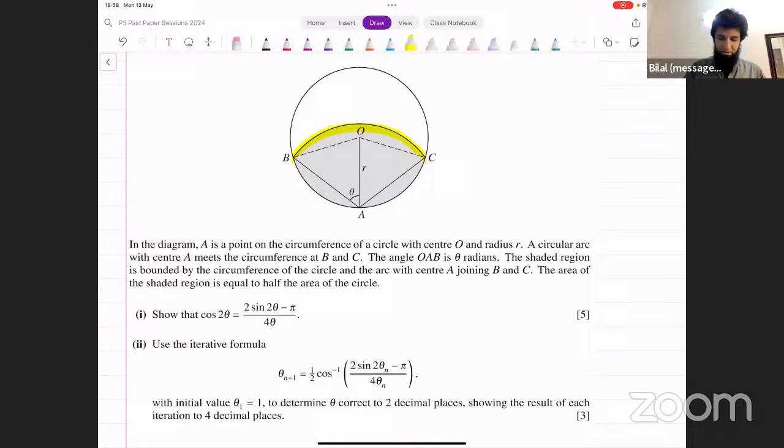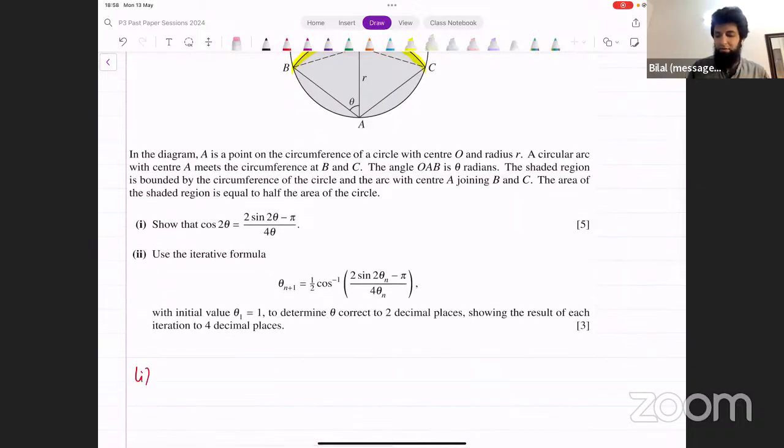The area of the shaded region is equal to half the area of the circle. Okay, I missed one sentence there. The shaded area is bounded by the circumference of the circle and the arc with center A, joining B and C. You can see that there. The area of the shaded region is equal to half the area of the circle. Now, this is the line that is actually going to help you make an equation. This is going to help you make an equation.